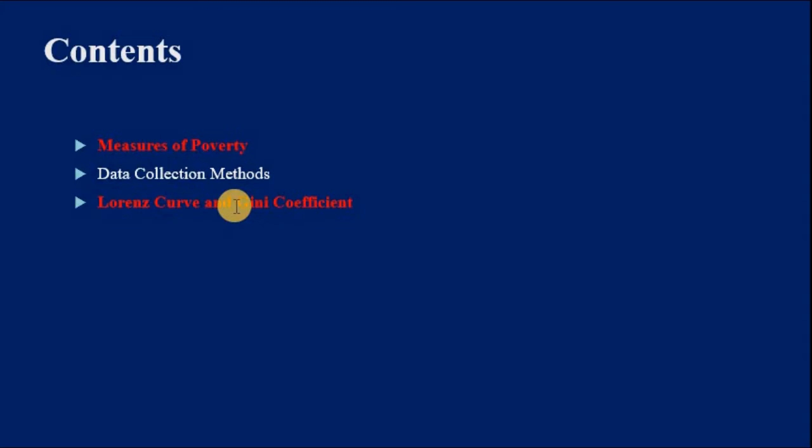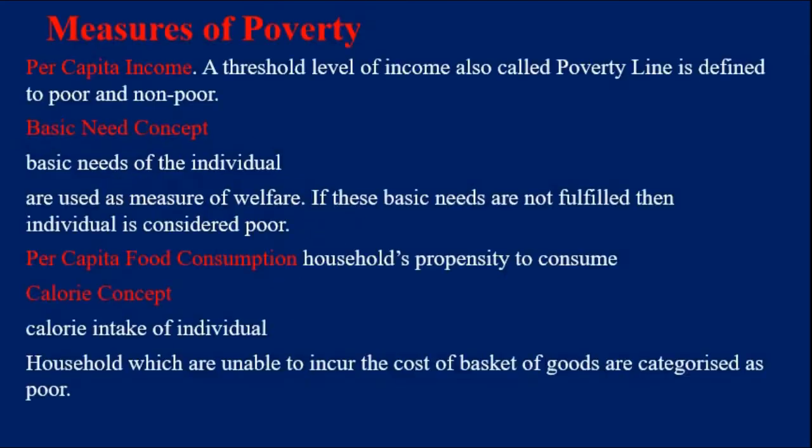There are two types of poverty, that is absolute poverty and relative poverty. In absolute poverty, different methods are there, and of course relative poverty, how to measure it with the Lorenz curve and Gini coefficient. Let's learn the measures of poverty. In measures of poverty, different methods are used to measure poverty, that is per capita income or basic need approach, and per capita food consumption, and a calorie concept.